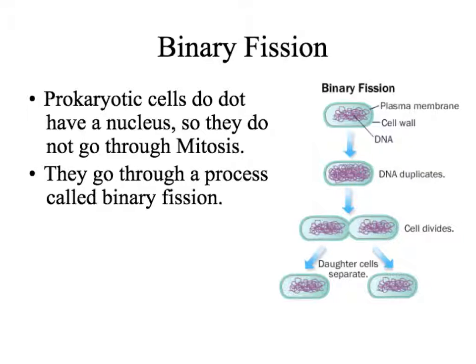What they do is they go through a process we call binary fission. In binary fission, the DNA is just going to duplicate and then one set goes to one side, and the other set goes to the other side, and then they split off into 2 daughter cells. So they don't do this fancy mitosis, making sure everything's all fine and separated out. They just split. It's a little bit quicker, it's not quite as precise, and that's why bacteria can reproduce so quickly.